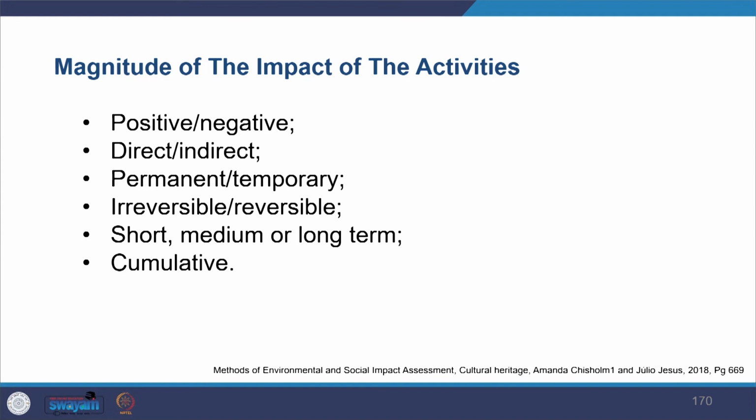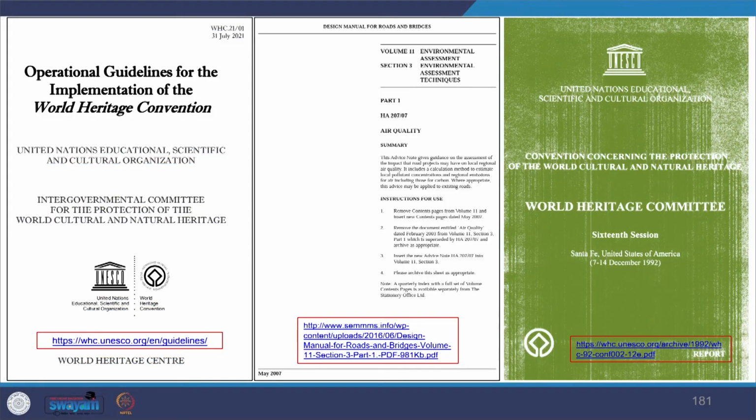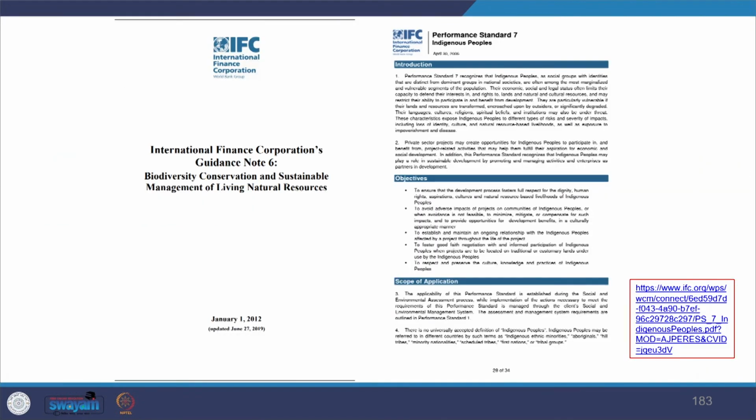So that also you can see how you determine the magnitude. You can fix it as major, moderate, minor, or negligible. So there are other guidelines also which are available. You can look at the World Heritage Site Operational Guidelines. You can also look at the UK Design Manual on Roads and Bridges. That also gives you the cultural aspect. Then you have UNESCO World Heritage Committee guidelines also, which are there. And you would also find IFC Performance Standard 7, which gives you information.